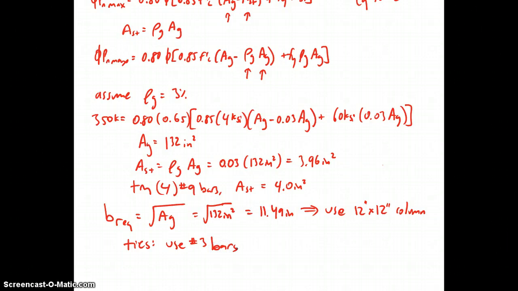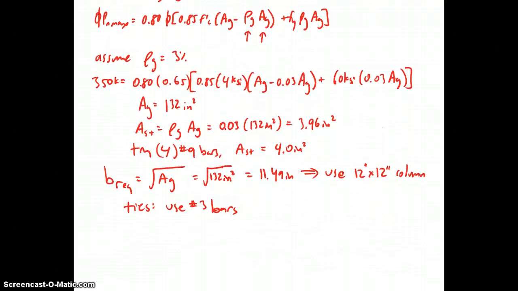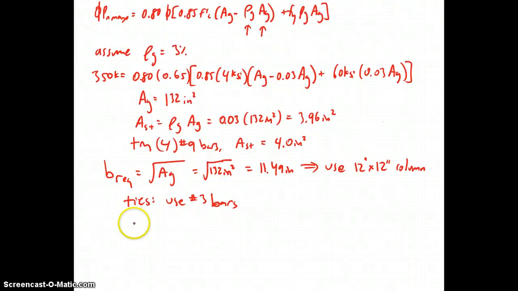Looking to 7.10.5.2, that section gives us the maximum spacing for these ties. And this spacing is going to be vertically along the height of our column. So according to 7.10.5.2, s, the spacing of the tie, max, is equal to the minimum of three things: 16 times the diameter of the longitudinal bar, in this case we're using number 9s, or 48 times the diameter of the ties, or b, the outer dimension of the column itself.